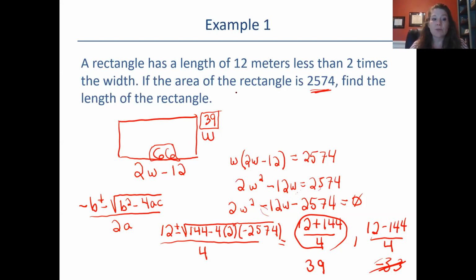And the question was, what is the length? So make sure you understand the question that you're asked. Because if you say the answer is 39, that's not correct. That's the width. So the length is 66.